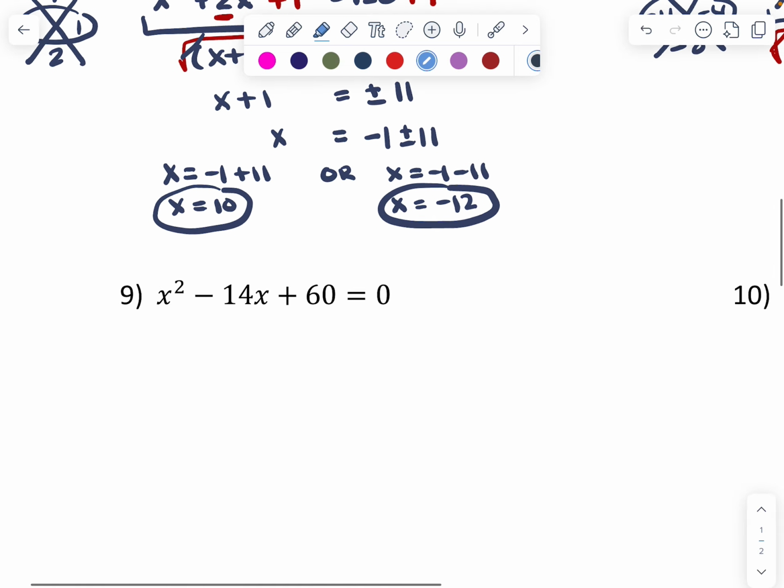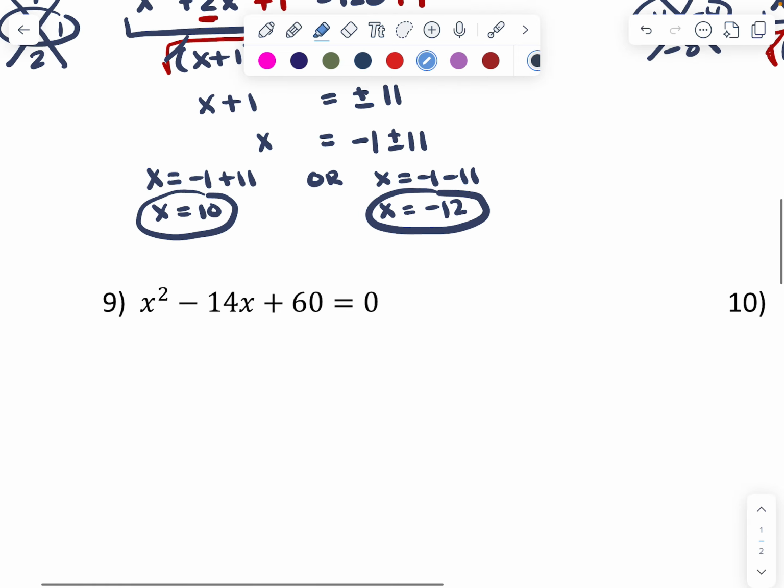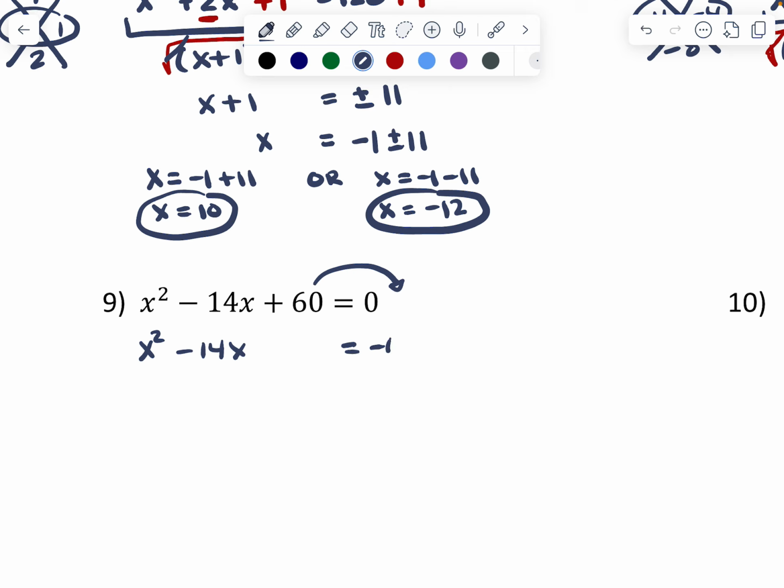Okay, now number 9, x squared minus 14x plus 60. Again, I'm going to move this 60 over. So I'm going to get x squared minus 14x equals negative 60. Then I'm going to complete the square. I'm going to look at the 14. I'm going to take negative 14 divided by 2 and square it, which gives me negative 7, that whole thing squared, which gives me 49.